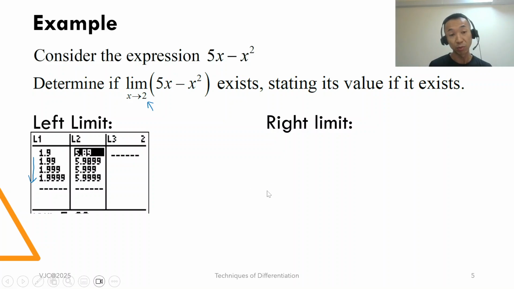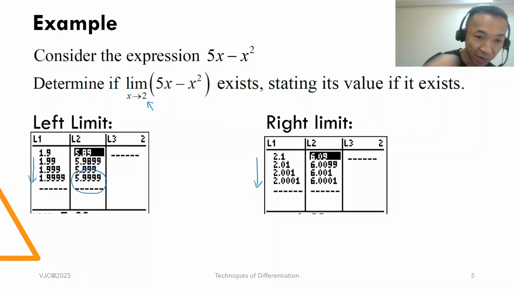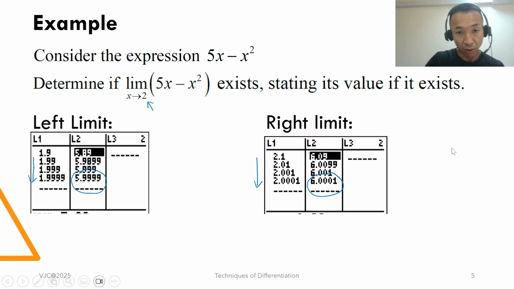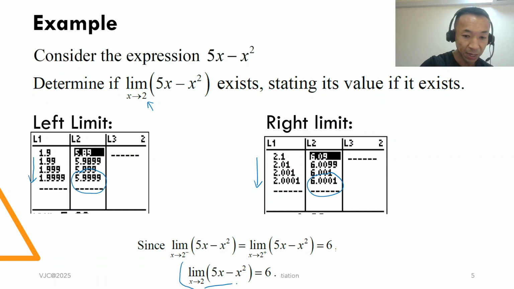Then what about from the right? The right means it approaches 2.1, 2.01, 2.0001, and so on. So you can see here, the GC has the ability to do it. You can see it approaches very nicely to 6. And some of you will say it's super obvious. And you are right. In this case, it is obvious. And whether it approaches the value from 2 minus, that means from the left, or from the right, you will get 6. Hence, surely the limit exists, and the limit is actually 6.